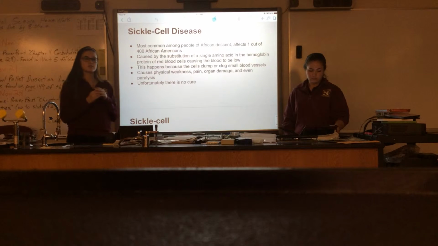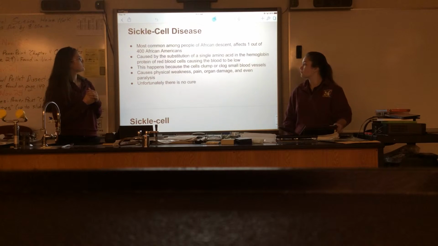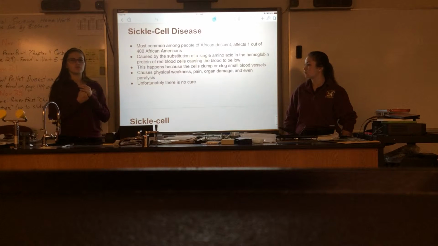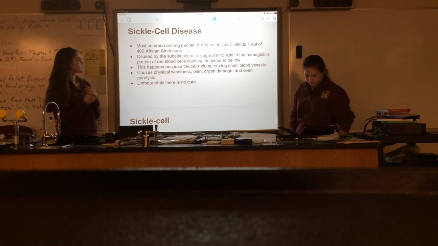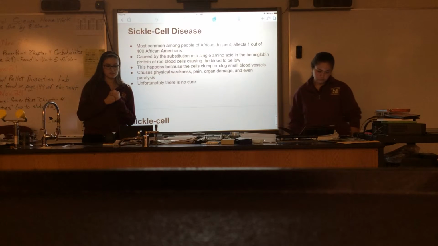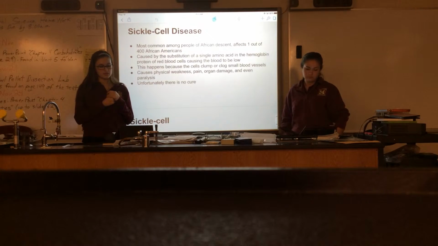Another common recessive disorder is sickle cell disease, which is common among people of African descent, and it affects 1 out of every 400 African Americans. It is caused by the substitution of a single amino acid in the hemoglobin protein of the red blood cells, causing the blood to be low in oxygen within the body, and this causes physical weakness, pain, organ damage, and even paralysis.